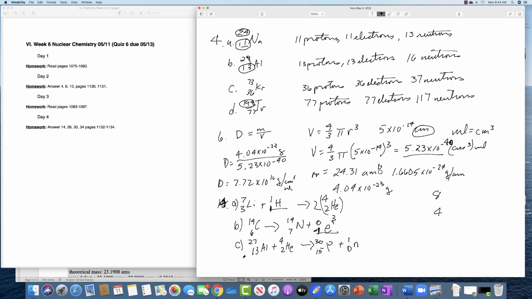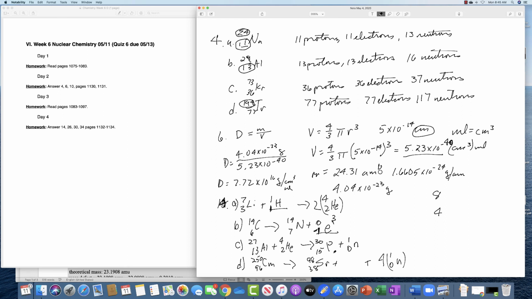The last of these is a little more complicated. We have Cm 250, 96, and it goes to form Sr 98, 38, plus something plus 4 neutrons. I always put parentheses around these to keep things clear. So how do we go about doing this?